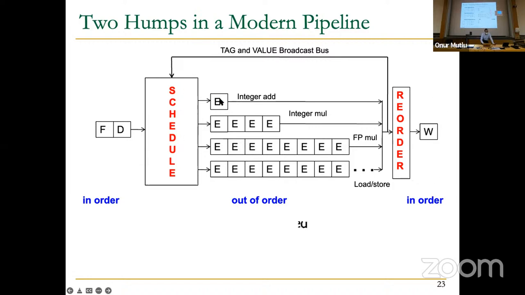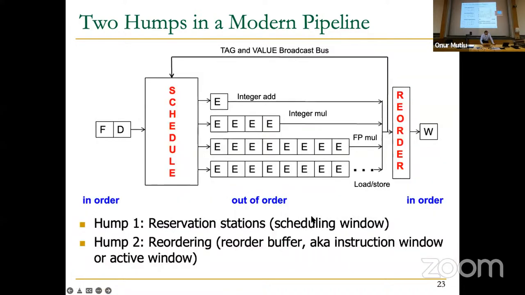Okay, now we're going to go into how to do this. So there are two humps, basically. You kind of saw the two humps in the camel. So basically, we have reservation stations or scheduling window over here that essentially buffers instructions. And then we have a reordering hump that buffers information about instructions, the reorder buffer. And we've seen the reorder buffer. Today, we're going to see the reservation stations. And just to get the terminology, this is called a scheduler or scheduling window. And reorder buffer is also called an instruction window or active window.